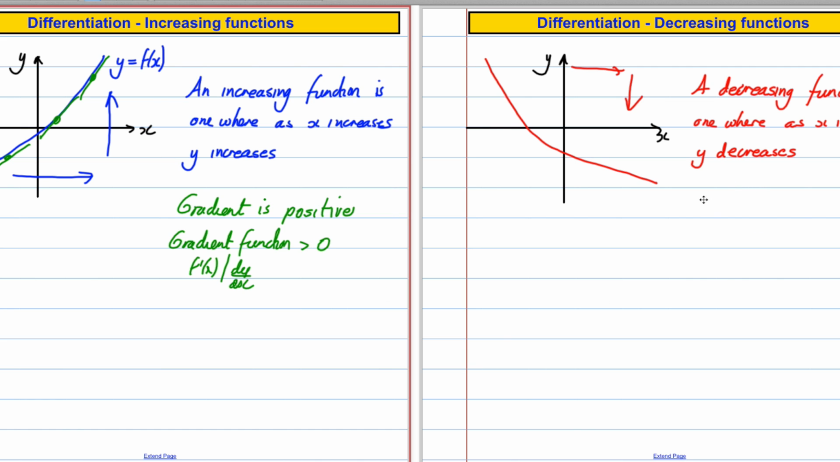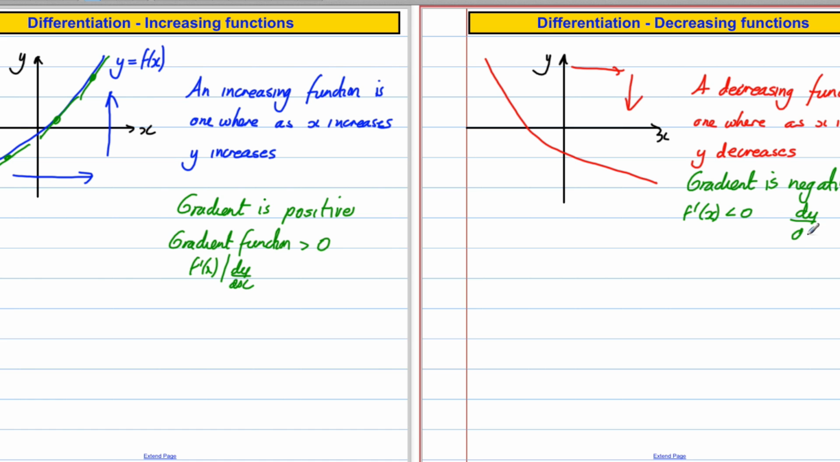Now, what do you think you can say here about a decreasing function? Well, you can say that the gradient is negative. And so you could say that f dashed x is less than 0 or dy by dx is less than 0, depending on the notation they use. Okay? So hopefully you can see that in those cases.